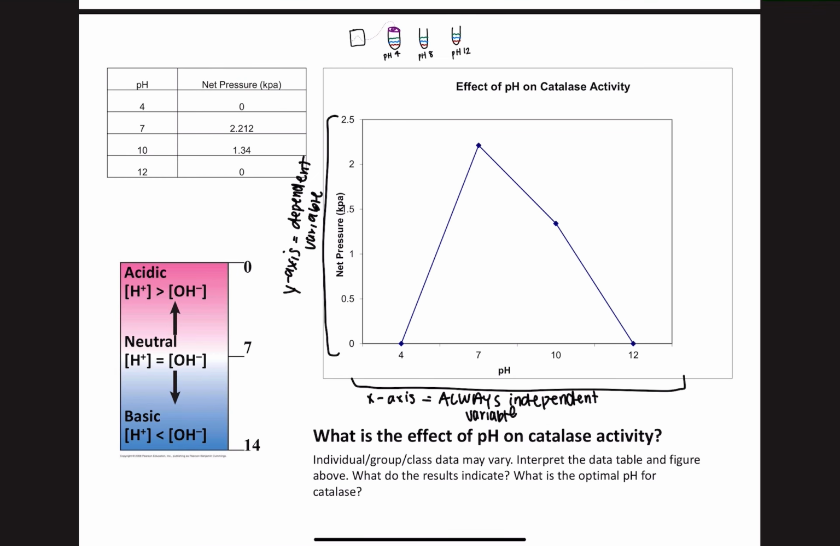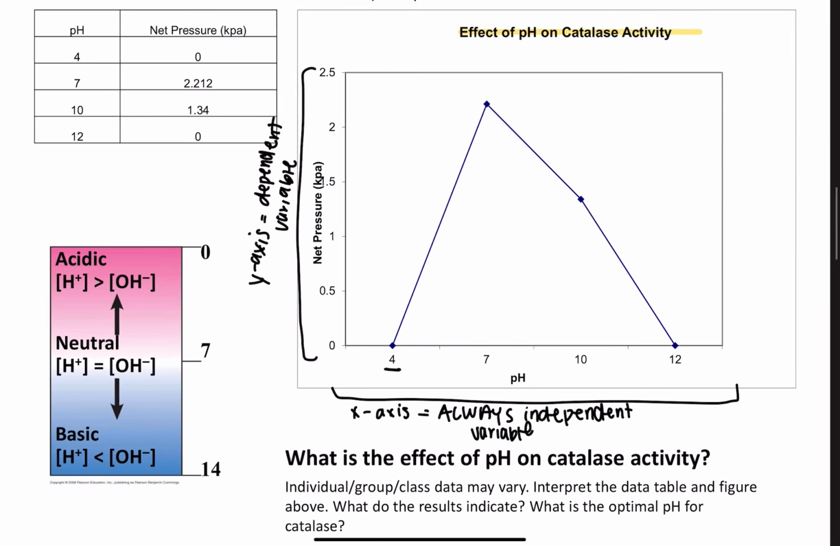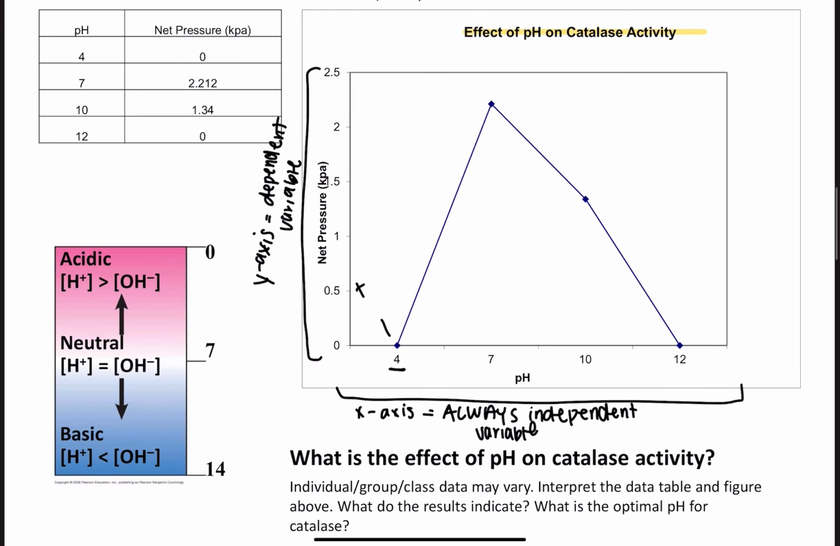So this first graph is showing us the effect of pH on catalase activity. So when we are looking at pH 4, we see no catalase activity. And that is because the enzyme is denatured because the conditions are too acidic. Remember, at pH 4, it is too acidic. And what that means is that we have too much H+, too many protons, too many hydrogen ions.